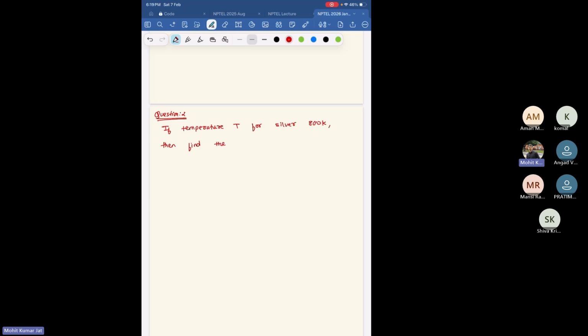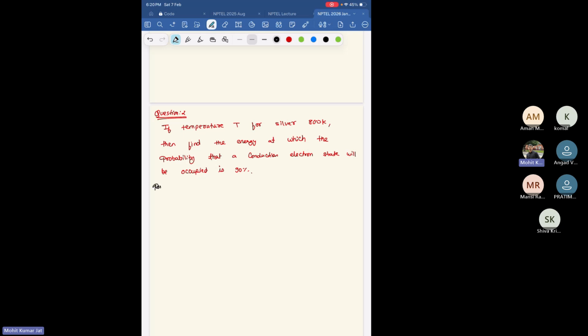So find the energy at which the probability that a conduction electron state will be occupied is 90%. So let's start this one.